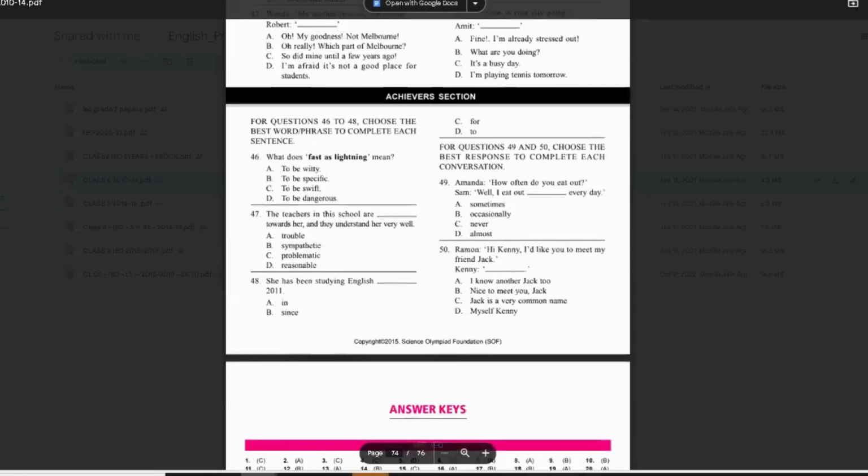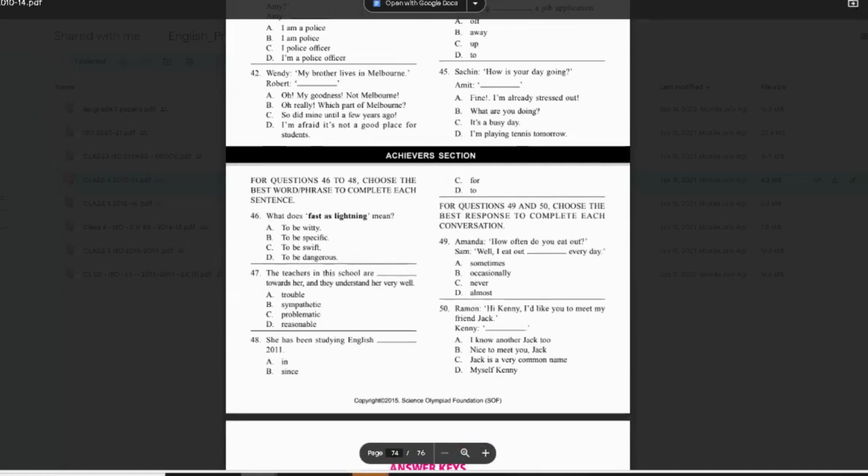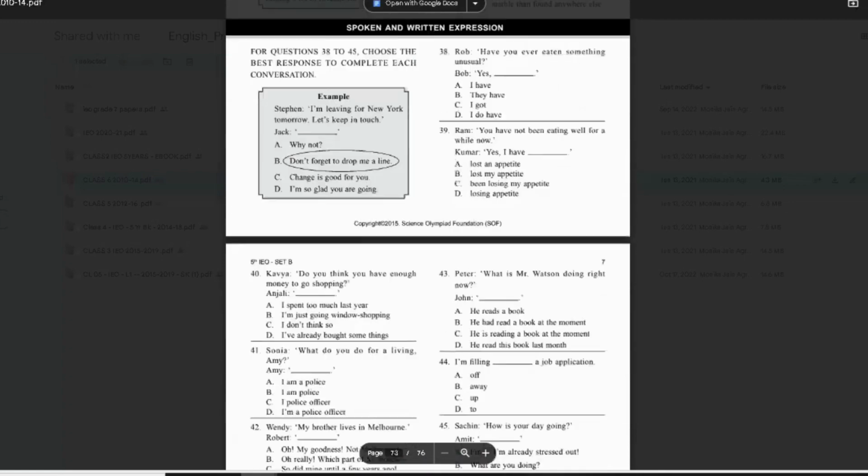In this section you'll be getting questions from grammar, vocabulary, and conversation. This is the last section, the achiever section, where you'll be getting 2 marks for each question. It means 5 into 2, you'll be getting 10 marks in this section only. So be careful while answering this section. We'll start with the first section again.